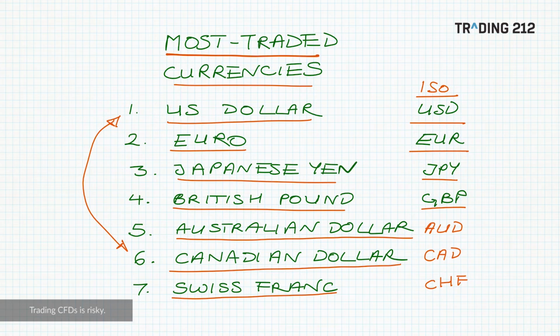All these currencies have in common that they have large economies. For example, the US dollar is the world's largest economy, and they're all currencies for politically stable countries, or in the case of the euro, a politically stable economic area. And our major currency pairs are going to involve the currencies on this list.